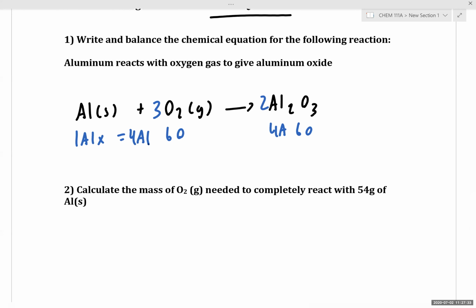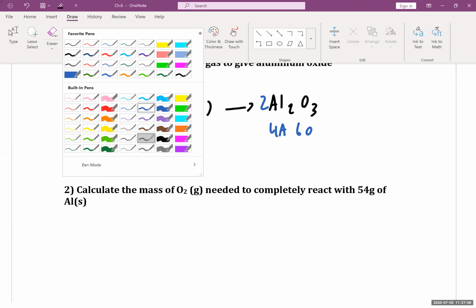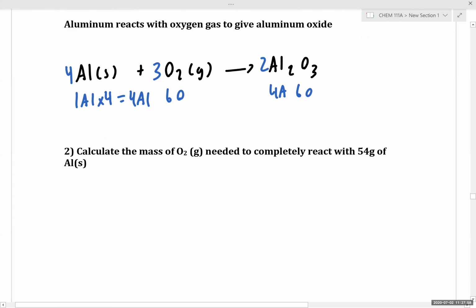How many aluminums do we need to get 4? What coefficient do we need? 1 times what would give us 4? What coefficient do we need for aluminum? 4, yep. Okay, so now that we have that set up, we're asked to calculate the mass of oxygen needed to completely react with 54 grams of aluminum. Okay, so we have our balanced equation right here.